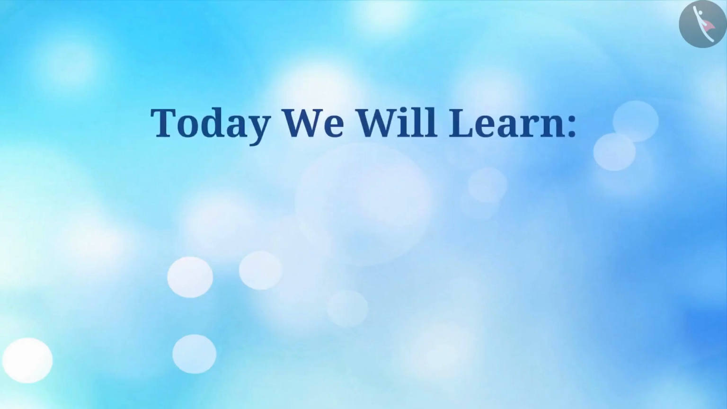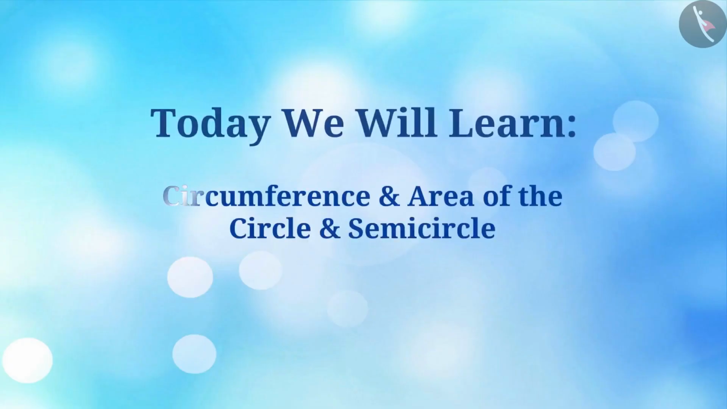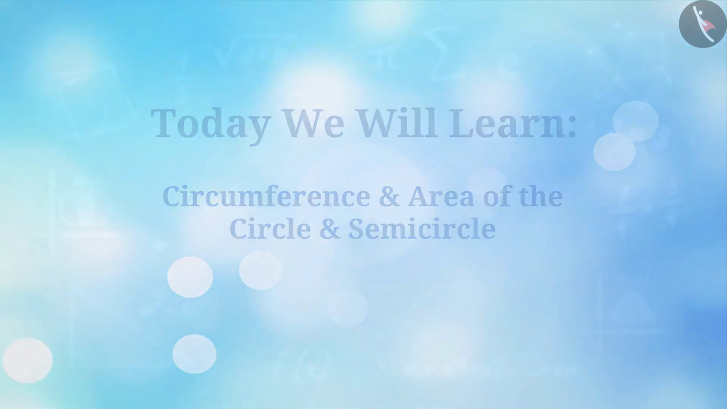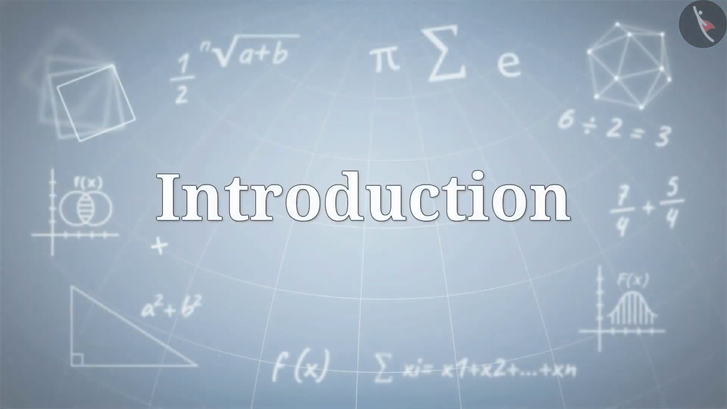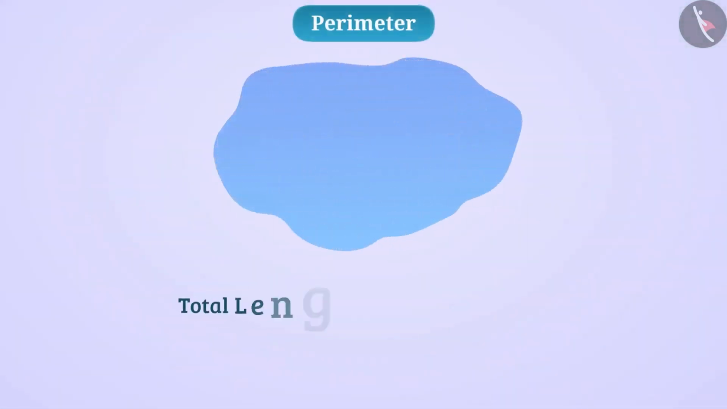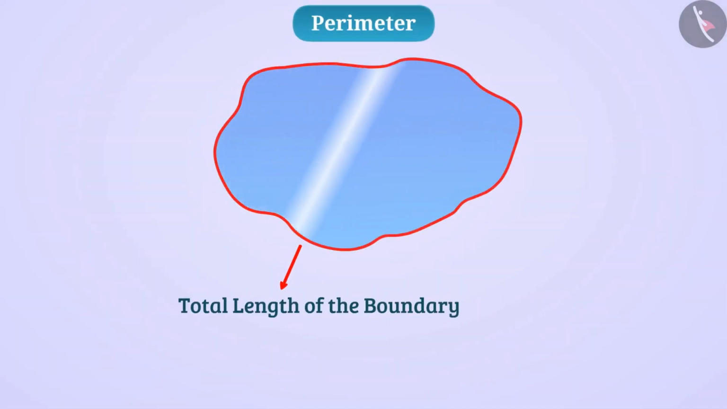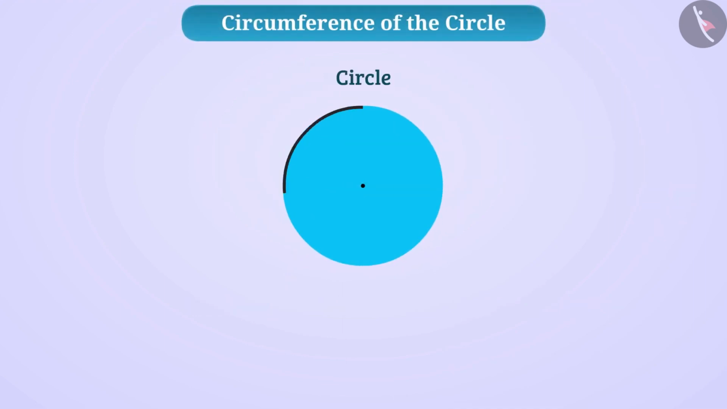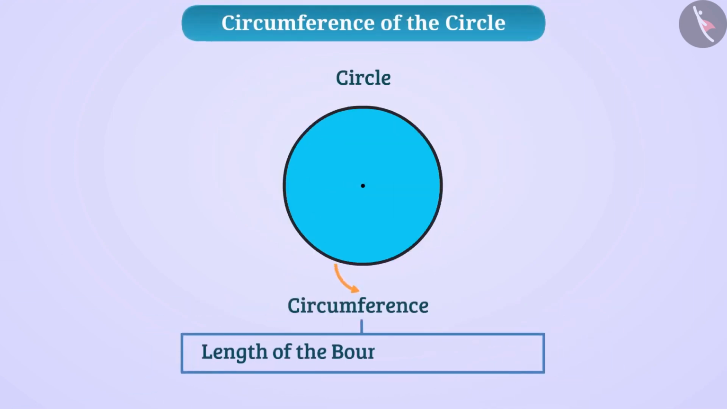Today we will learn about circumference and area of the circle and semicircle. We know that the total length of the boundary of a closed figure is called its perimeter. In the context of a circle, we call it a circumference. That is, the length of the boundary of a circle is called its circumference. We denote it as C.